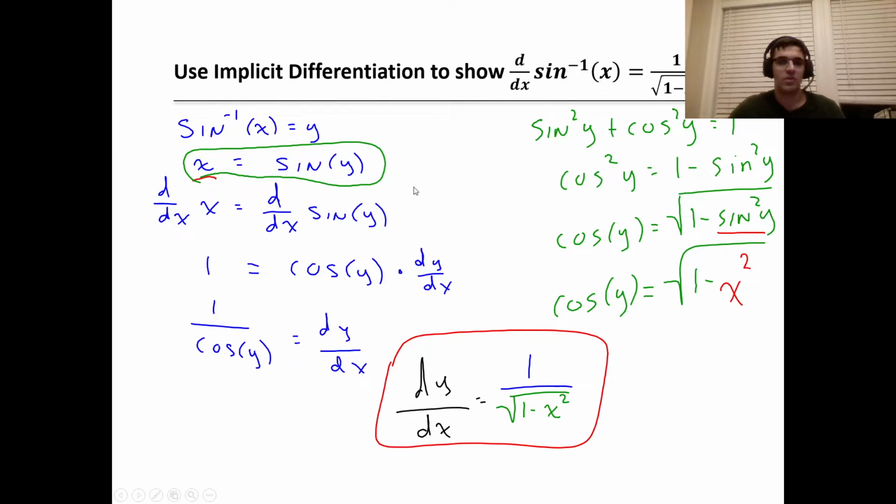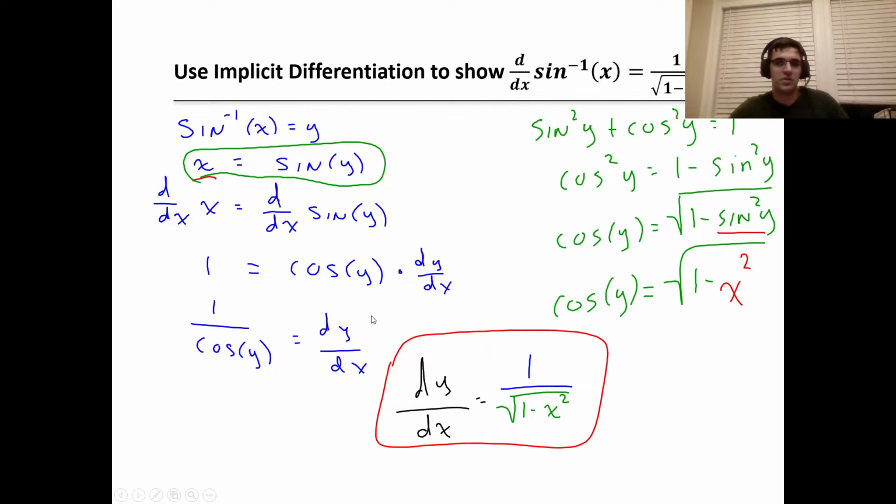And so with implicit differentiation, we are treating every variable like it's a chain rule. So the derivative with respect to x of x would be dx over dx, which is just 1. And the derivative of sine of y would be a chain rule. We have cosine of y times the derivative of y with respect to x. If we solve for dy dx, we just divide each side by cosine of y. We get 1 over cosine of y equals dy dx.